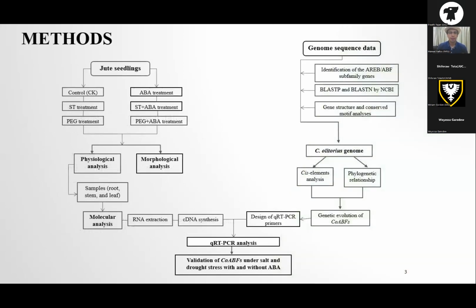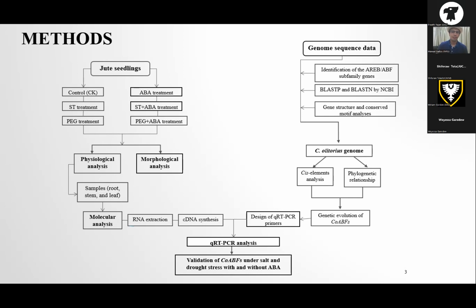According to the methodology, my research was focused in two parts. First of all, the Jute seedlings were tested under 6 different treatments: the control, the ABA treatment, and the salt stress. For the salt stress, we used sodium chloride, and we combined it with ABA, sodium chloride plus ABA. After that is drought stress. For the drought stress, we used PEG 6000, and the other treatment is PEG plus ABA.